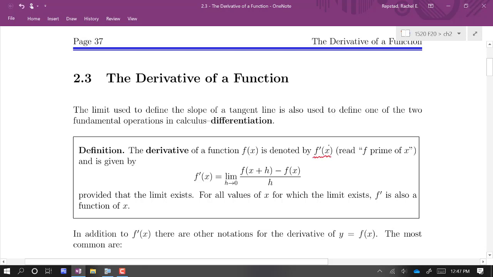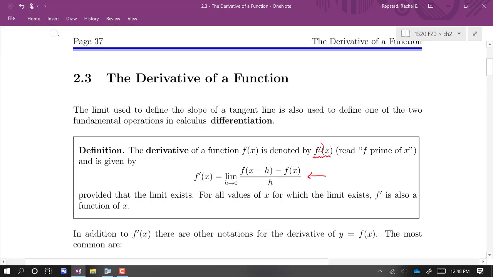We read f prime of x when we see that, but it's this little tick mark here that indicates that we're taking a derivative. And it is defined by this limit that we learned last time when we were finding the slope of a tangent line.